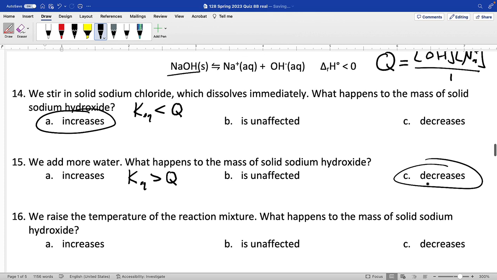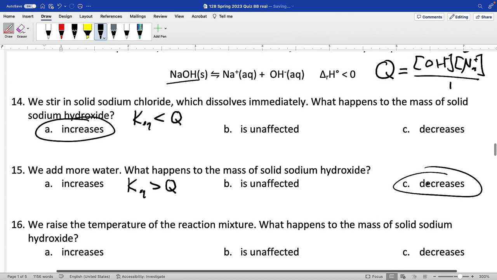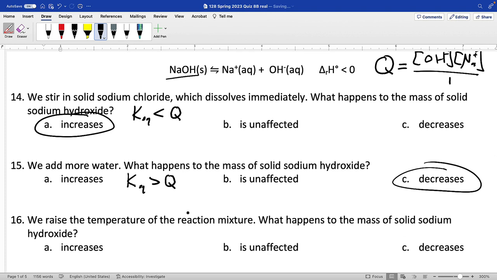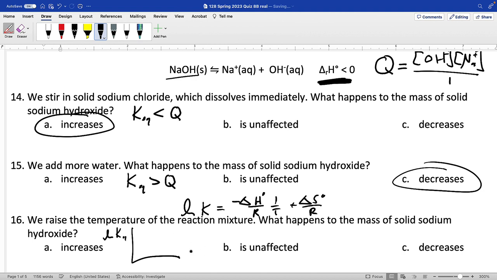And the last one, we raise the temperature. Now here we're not changing Q, we're changing K. So remember that the log of K is equal to minus delta H over R times 1 over T plus delta S over R. And so here we said that delta H is negative. So if we did a plot of the log of K equilibrium versus 1 over T, since delta H is negative, a negative delta H over R is going to be a positive number. So we're going to have a positive slope.